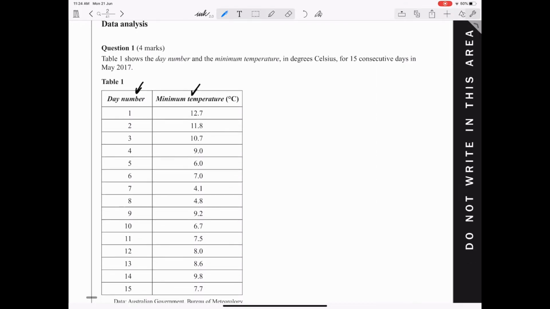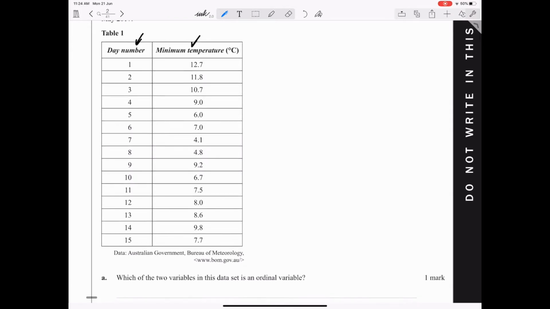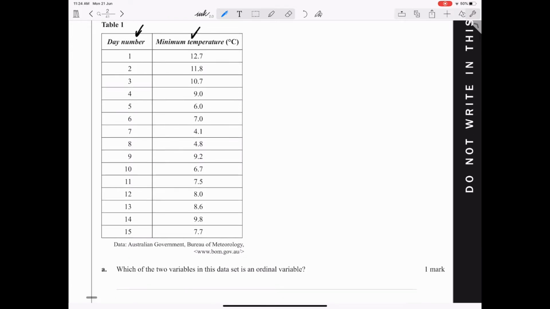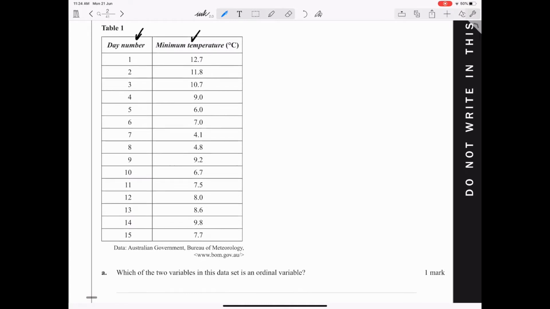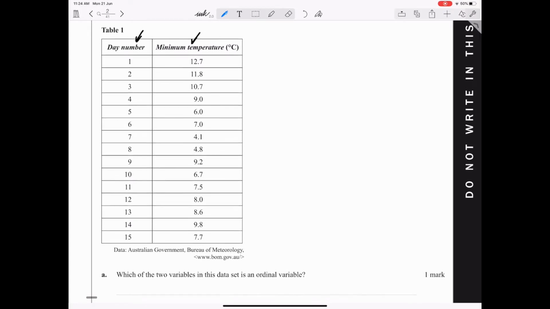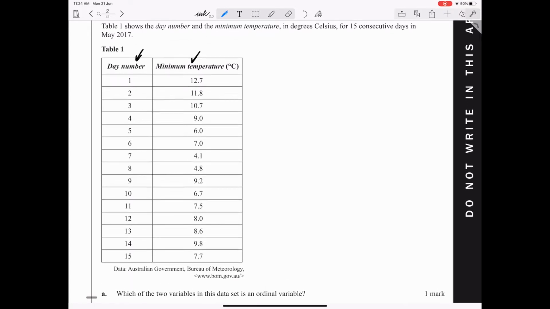So question number 1, table 1 shows the day number and minimum temperature in degrees Celsius for 15 consecutive days in May 2017. Which of the two variables in this data set is an ordinal variable? So it's referring to day number or minimum temperature.